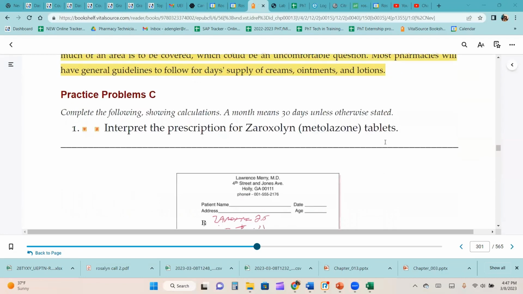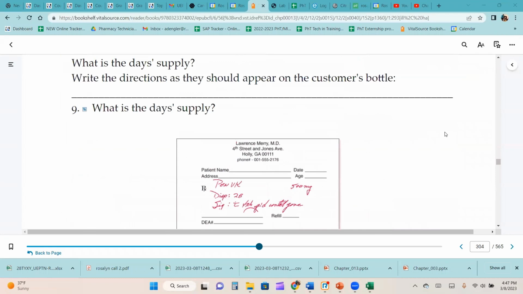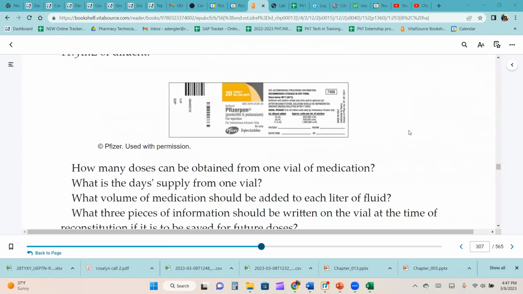And again, we have practice problem C that you can do for your own practice. I know, you should be pros. Just kidding.